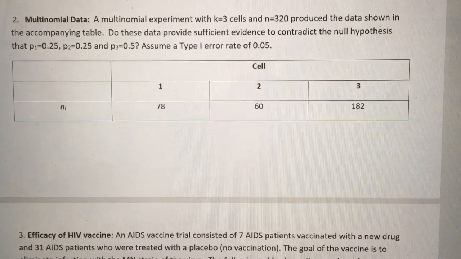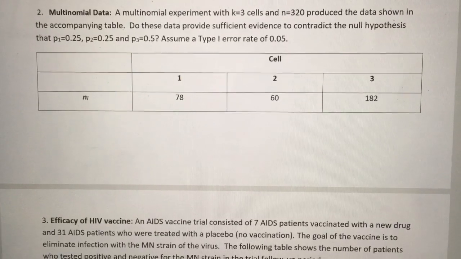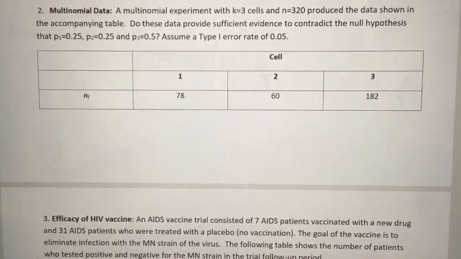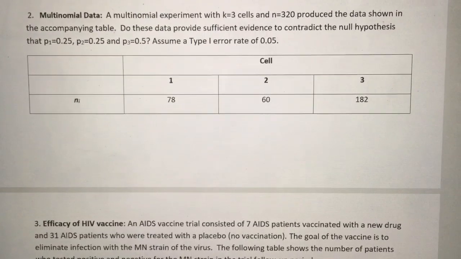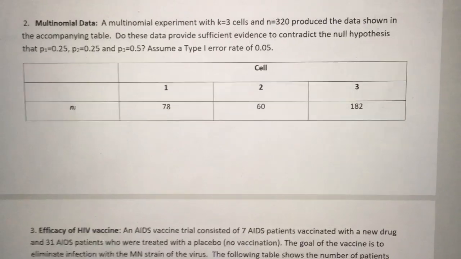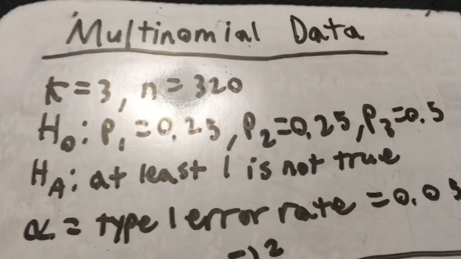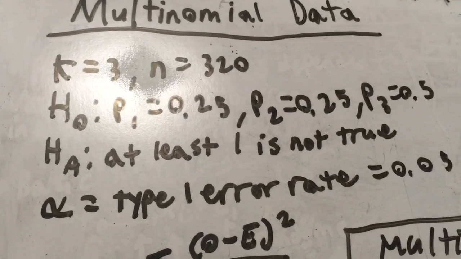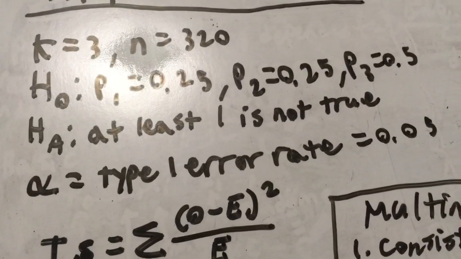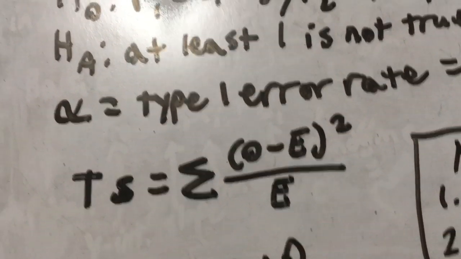in this table. Now what we want to find is if there is sufficient evidence to contradict the null hypothesis H0 with P1 equals 0.25, P2 equals 0.25, and P3 equals 0.5, while we assume an alpha, or a type 1 error rate, of 0.05. So the first thing we do is we write down the information from that. We put k equals 3, n equals 320, we put our null hypothesis and the alternative, and also our alpha, which is 0.05. This is our t-statistic formula that will also turn out to be useful for us.